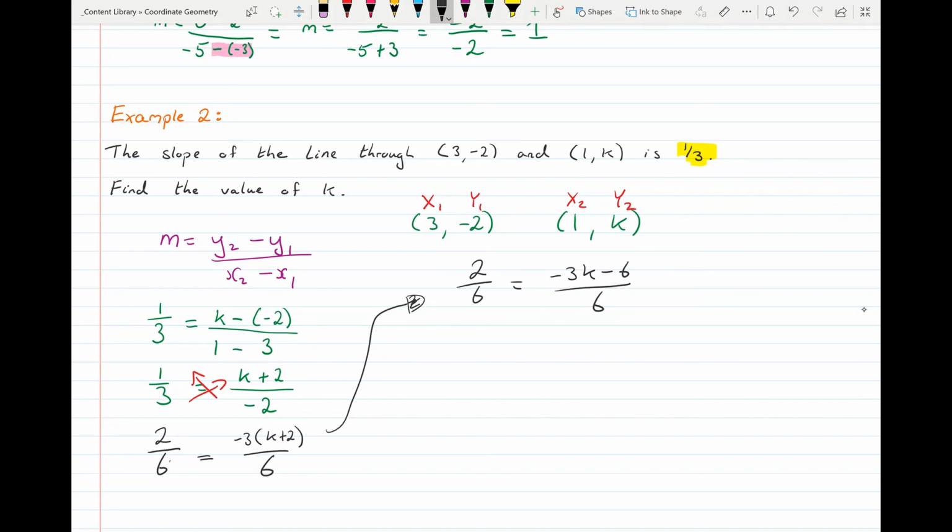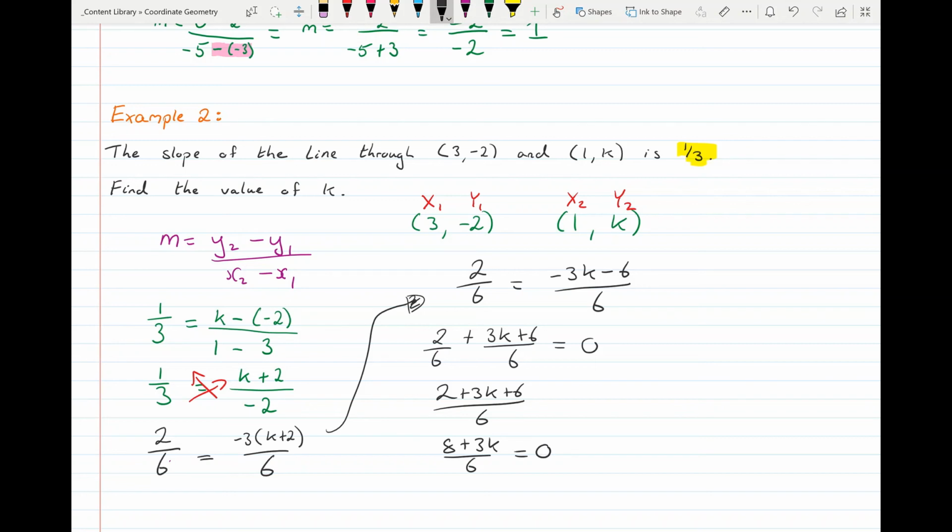They're both over 6, so what I can do is bring them to one side and add fractions. So I'll have 2 over 6, and I'm going to bring the second fraction over, and it becomes plus 3k plus 6 over 6 equals 0. They're both over 6, so we're going to have 2 plus 3k plus 6 over 6, 8 plus 3k over 6 equals 0.